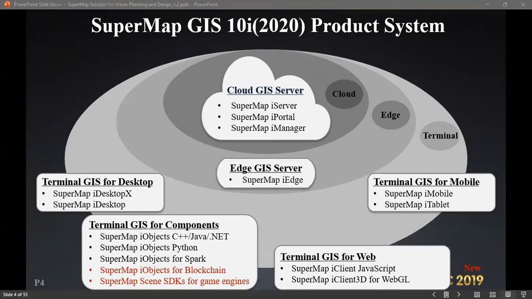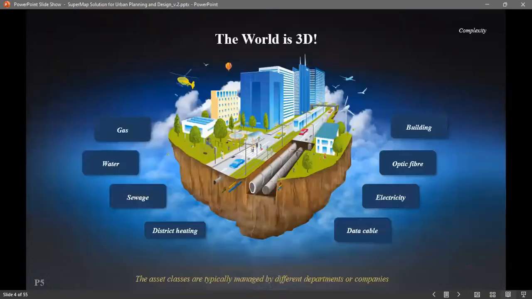As you can see, the cloud GIS technology has cloud GIS server, SuperMap, where you can get the SuperMap iServer, iPortal, and iManager. Edge GIS technology provides the SuperMap iEdge. SuperMap Terminal GIS technology provides Terminal for desktop, Terminal for components, Terminal for web, and also Terminal for mobile. Our focus today is to visualize and demonstrate the solutions for urban planning problems.